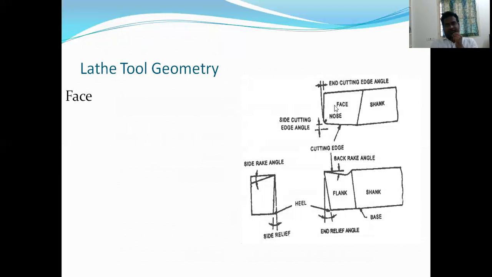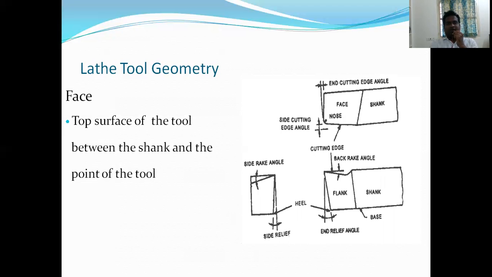Next, face. The face is the adjacent side to the shank part. It is the top surface of the tool between the shank and the point of the tool. I have already told that this is the top view of the cutting tool. That's why the face is called the top surface of the tool, between the shank and the point of the tool.